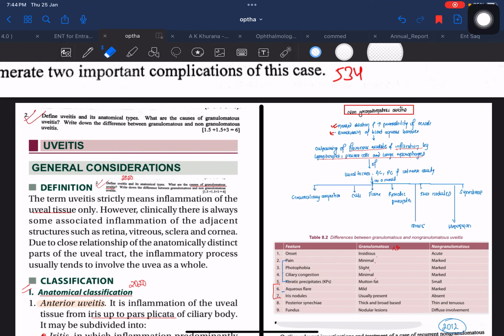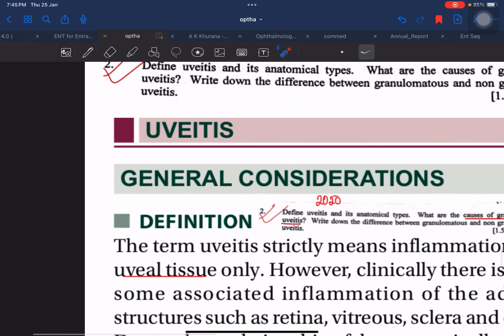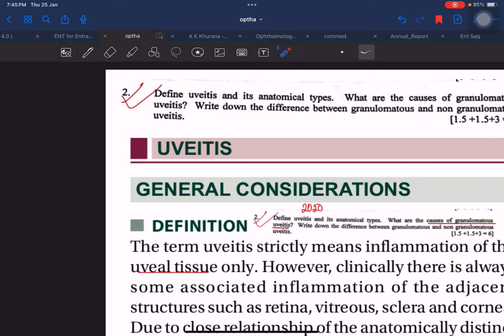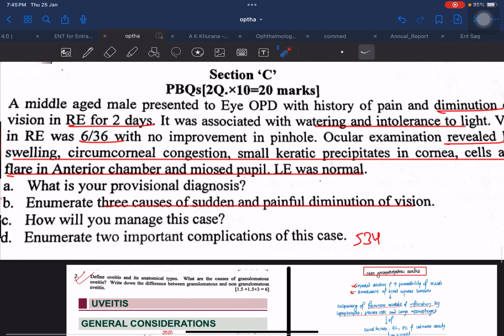Now we are beginning with the topic of uveitis. There are several questions asked from this topic in uveitis. Frequently this topic is being asked in university exams. Now talking about the questions that are asked, there can be SAQ questions, there can be PBQ questions also. Now taking into consideration one PBQ question, here is how the question is presented to you.